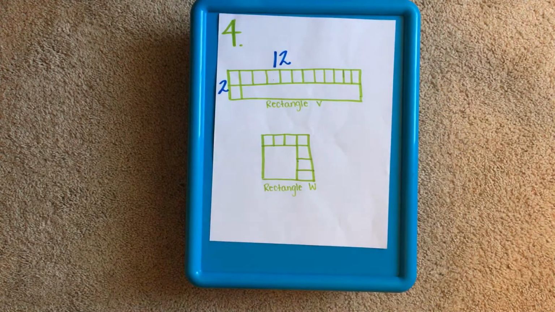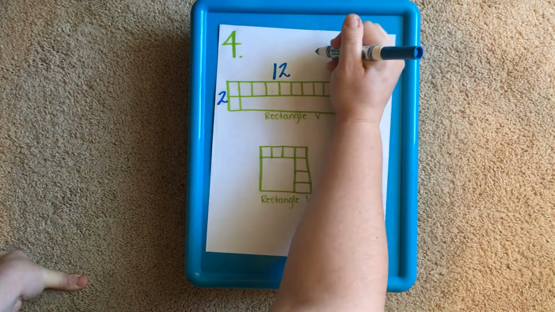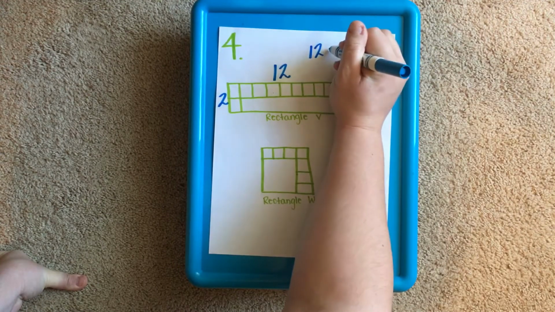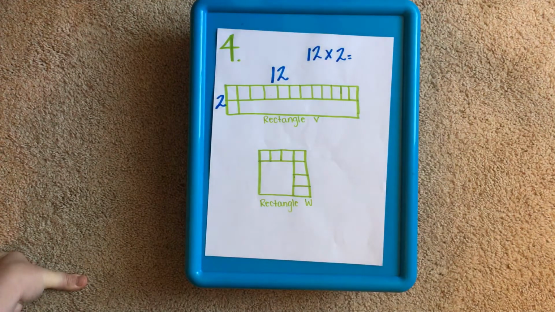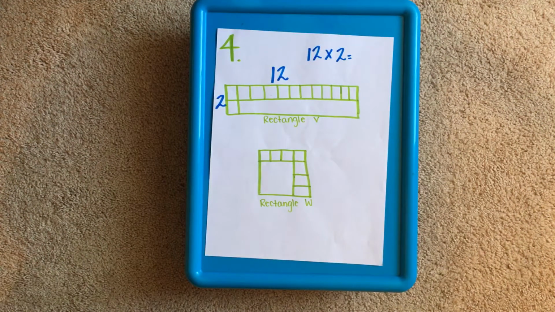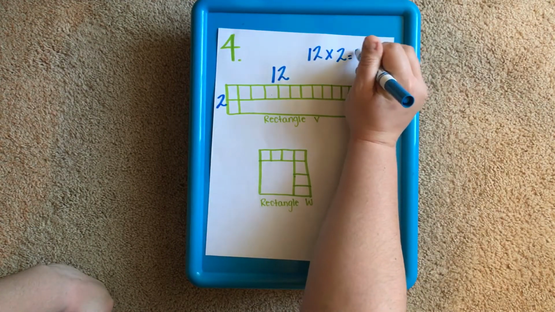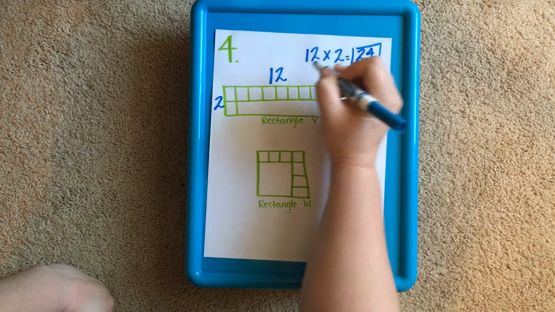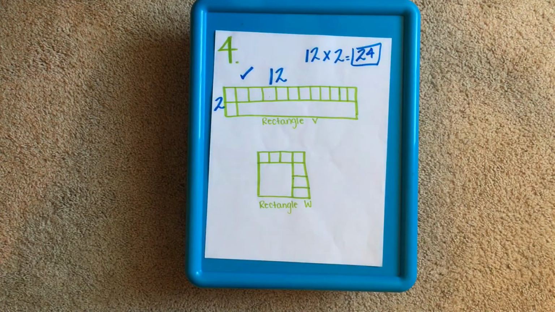I plug that into my equation. So for rectangle V, 12 times 2 is, now just like the other three, use your strategies, use your mental math. 12 times 2 is 24. Circle my answer because I know we're done. And this one gets a check mark because it does have an area of 24.